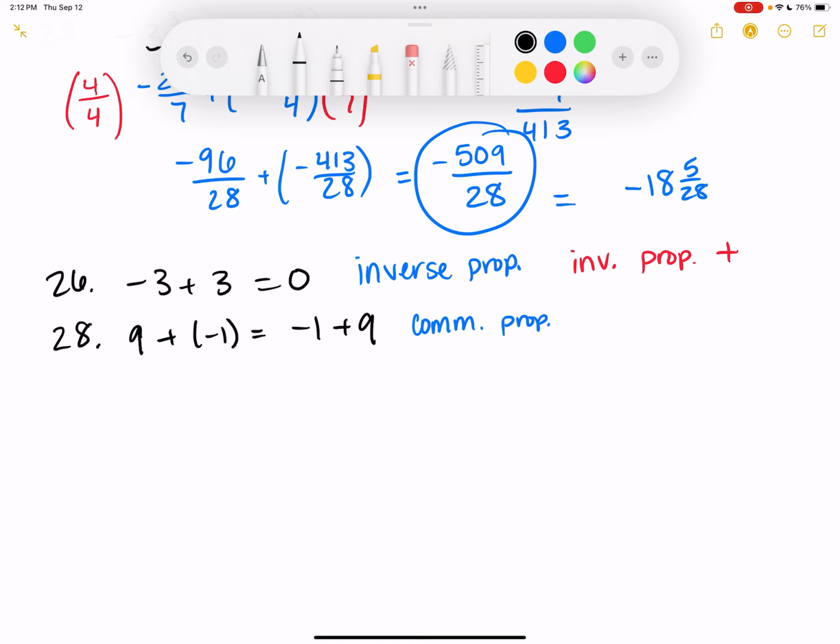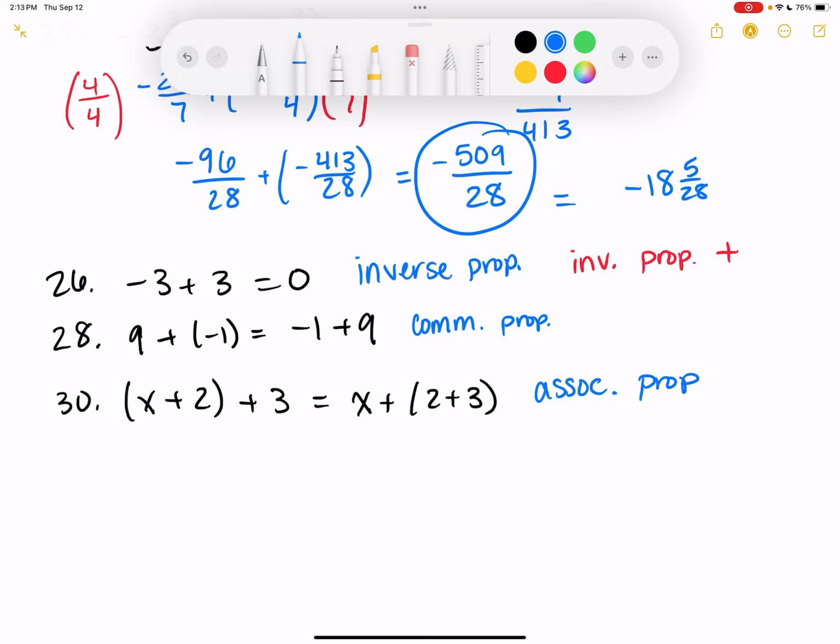All right, 30. X plus 2 in parentheses plus 3 equals x plus, in parentheses, 2 plus 3. Associative. So that's the associative property. This is the one where it's the most critical you pay attention to your abbreviation. You need to abbreviate it like I did if you're going to abbreviate any of these things.